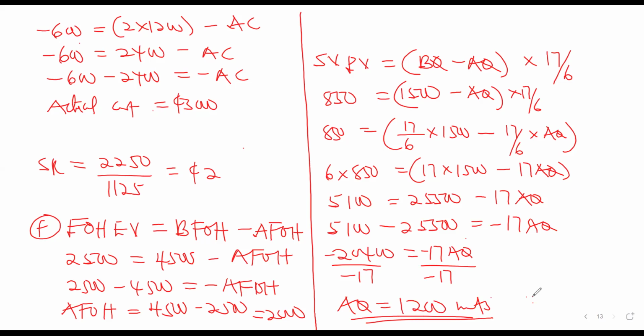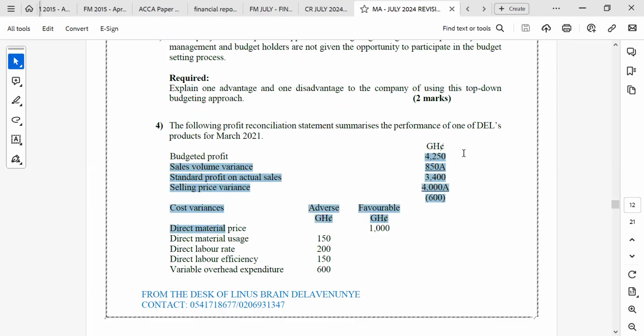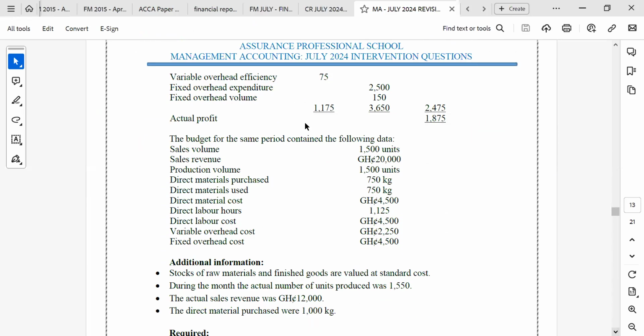Please, why did we get 17 over 6? It is the budgeted profit per unit. The budgeted profit in the question is 4,250, divided by the budgeted sales volume, which is 1,500. You'll be getting 2.83. Don't approximate; use the fraction so that you can get the exact figure that will be given in the exam. But you can use the first one too, you have to get the same answer at the end. Any of them, you are good to go.